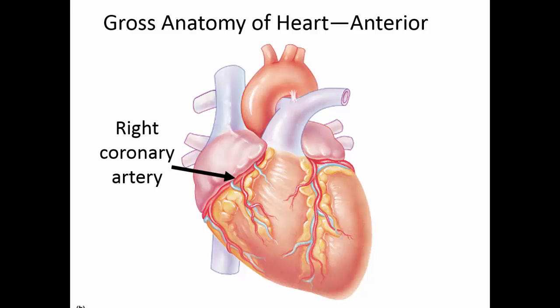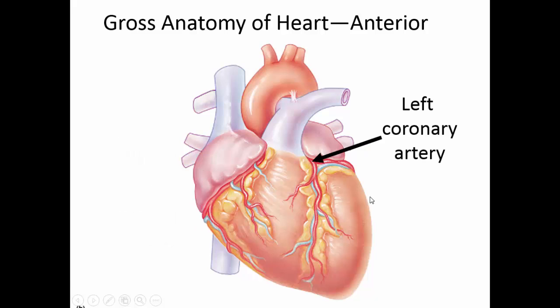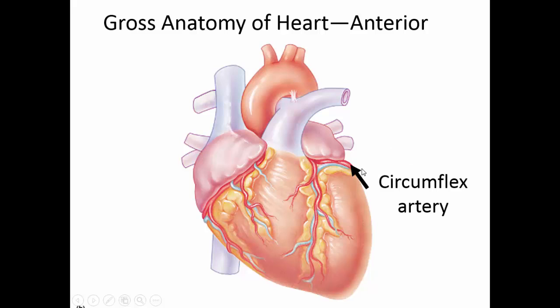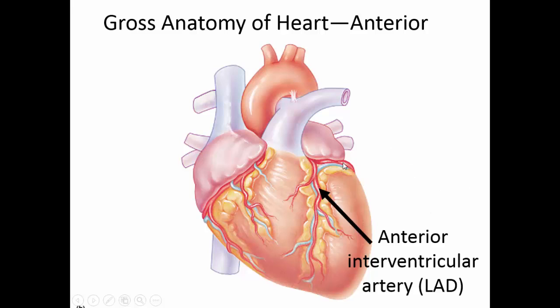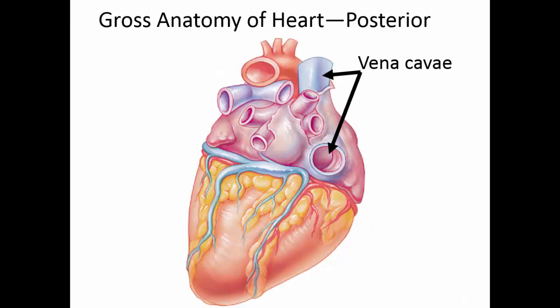The right coronary artery comes directly off the aorta, and it's sort of hidden by this flap of the atrium. It divides into the marginal artery, and then the left coronary artery has the circumflex artery, which goes around to the back of the heart, and the anterior interventricular artery, better known as the left anterior descending artery, or the LAD.